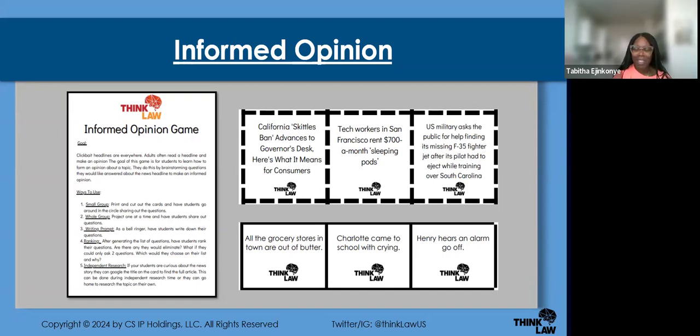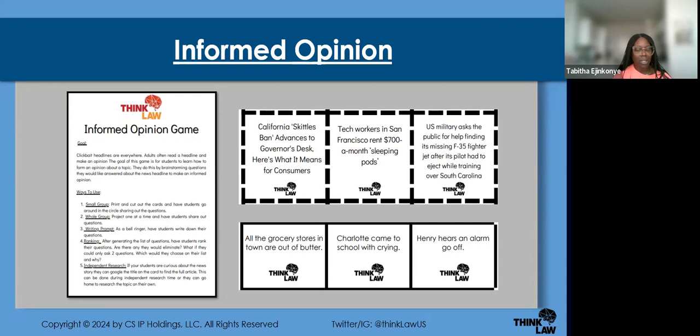Because more than likely, when you just read the headline, it's not really what the text is going to tell you. It's just something to get you to kind of click on it, right? Which is the whole thing of making it clickbait. So again, check that out, your informed opinion, your lower grade levels. Look at version 1. We have versions all the way up to, I think, 11 or 12 maybe. We do not run out of these informed opinion games.